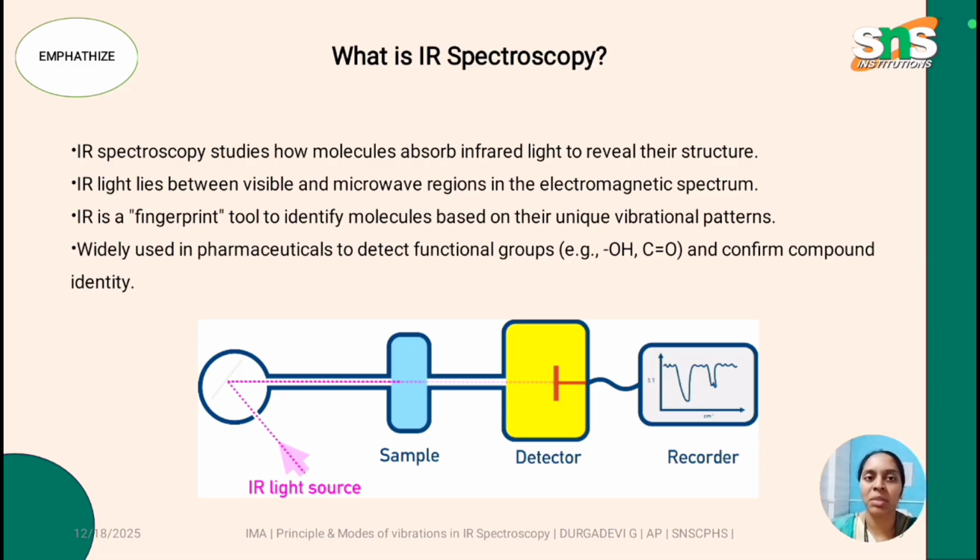IR light lies between the visible and microwave regions in the electromagnetic spectrum. We all know the electromagnetic spectrum consists of various light radiations, and among them IR is also one. This IR, that is infrared, lies between the visible and microwave regions, from 800 nanometer to 1 micrometer. IR is a fingerprint tool to identify molecules based on their unique vibrational patterns.